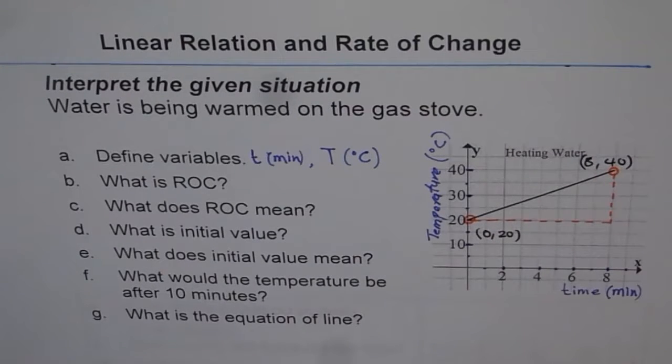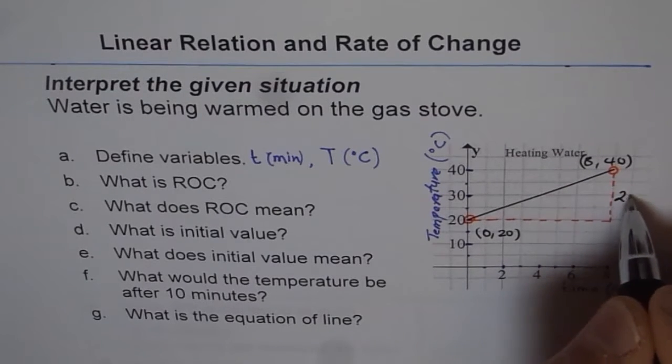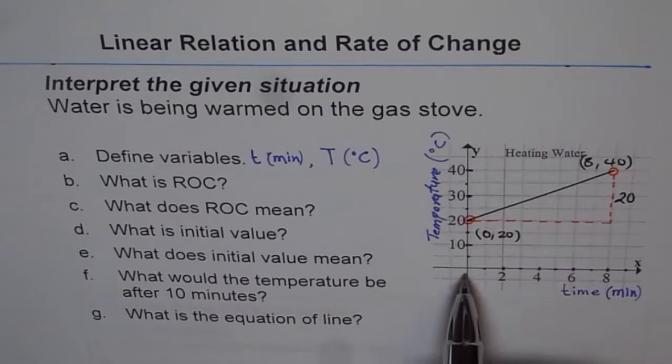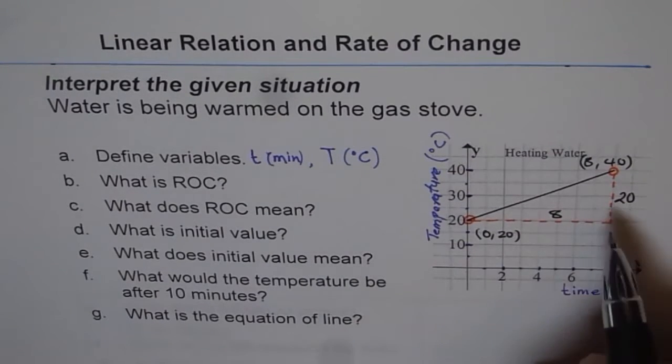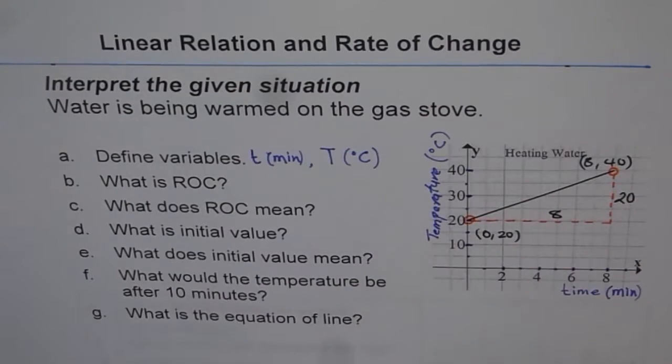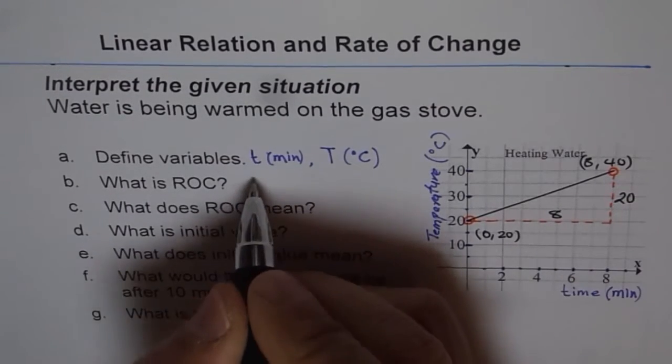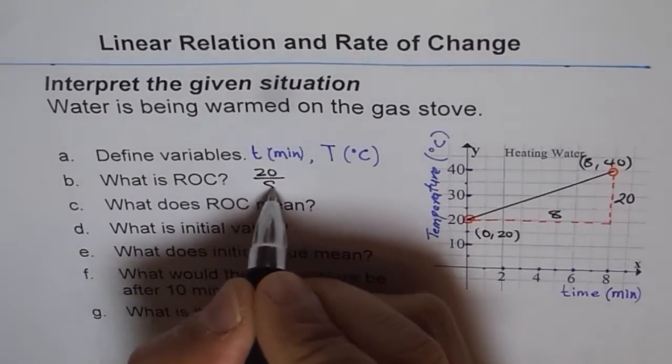So these are our points. Rise is how much? Rise is 40 minus 20, so we have a rise of 20 here. And the run is from 0 to 8, so we have a run of 8. Rise over run gives us the rate of change, and the rate of change therefore is 20 divided by 8.